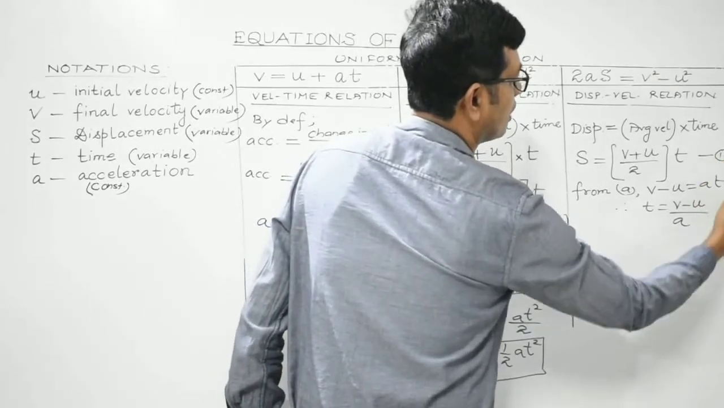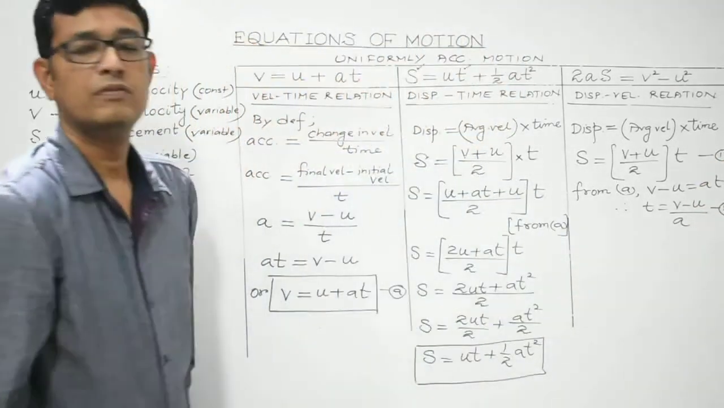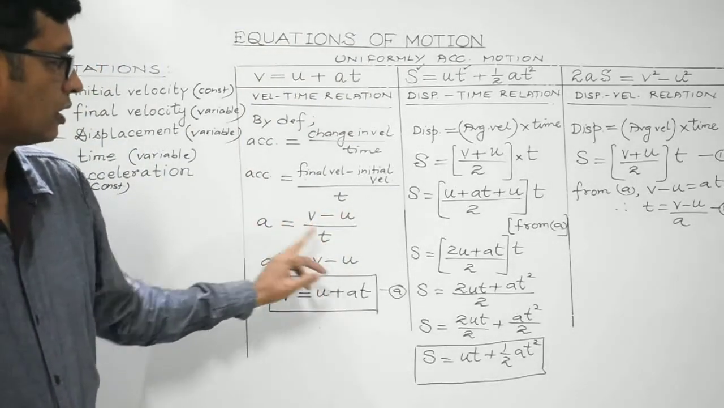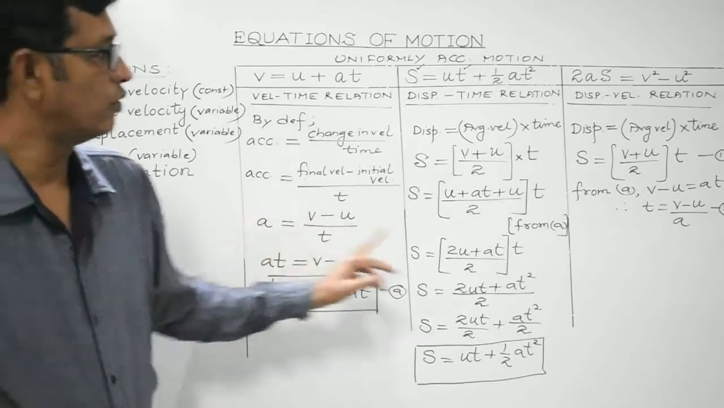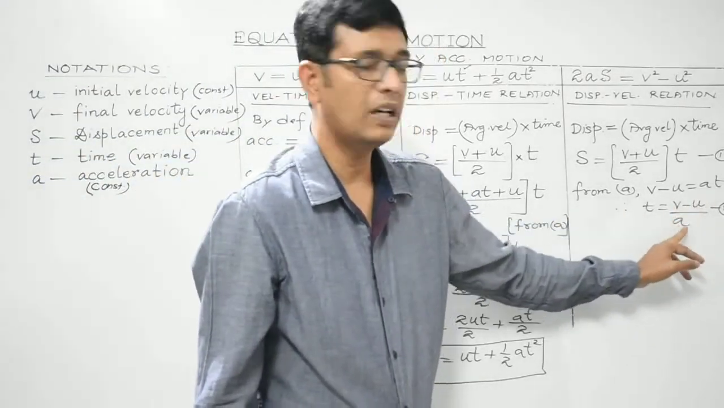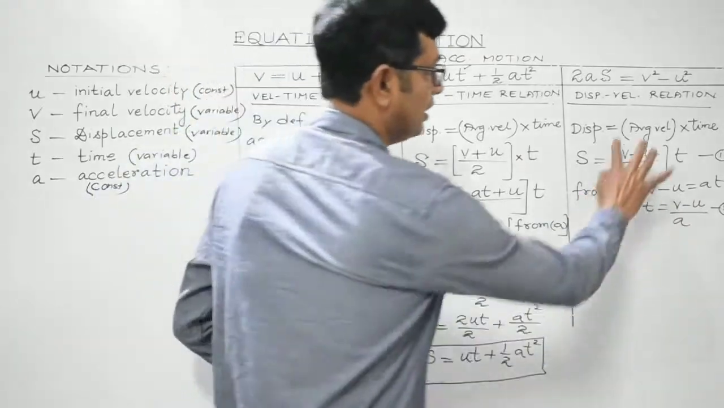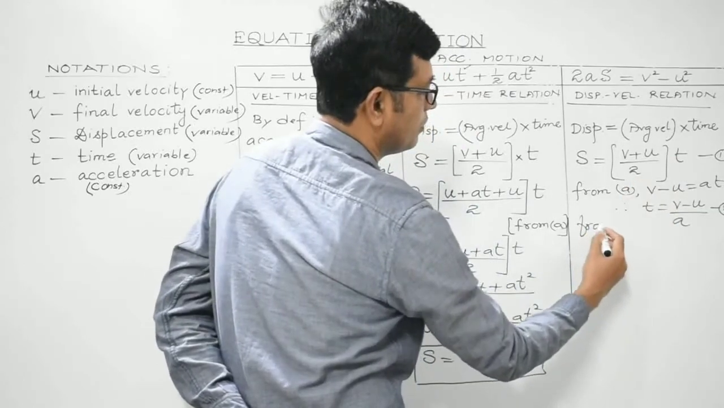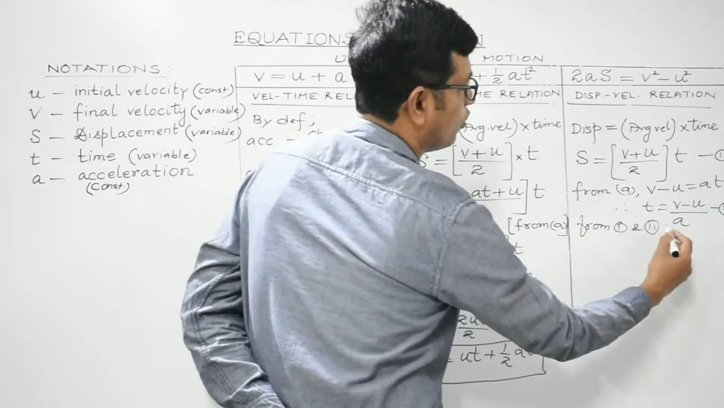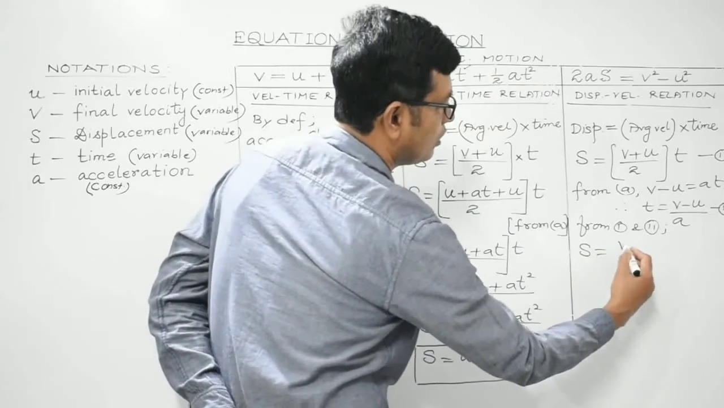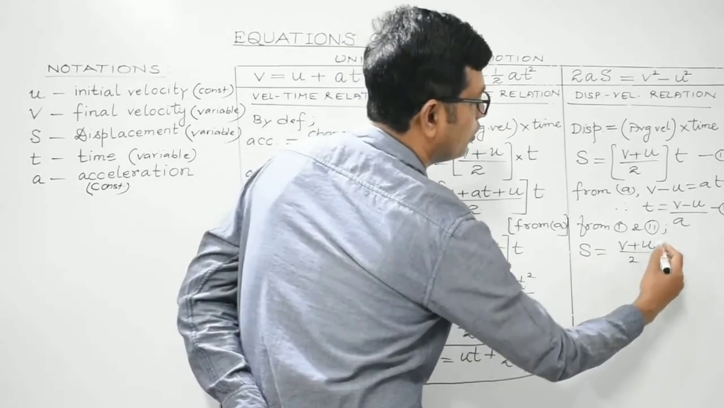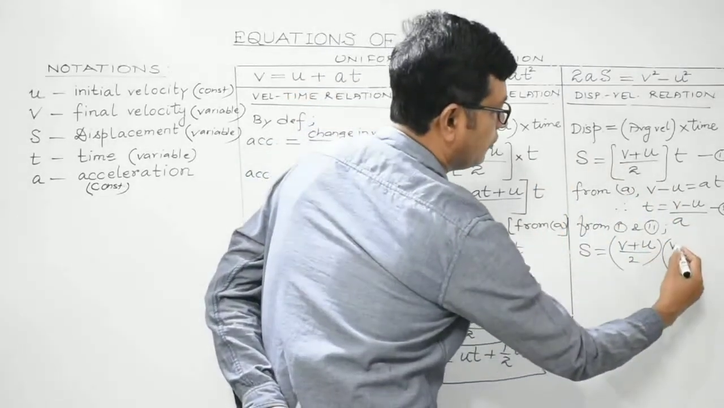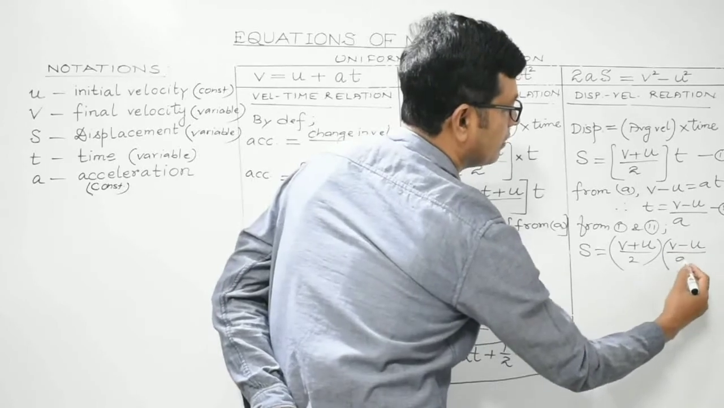Put this as equation 1 and this as equation 2. Look, acceleration is (v minus u) by t. So a and t, these two terms can be interchanged. So t would be equal to (v minus u) divided by a, right? Here we need to eliminate this t. So in place of t, you can substitute this value. So from 1 and 2, what we get is S is equal to (v plus u) by 2, and in place of t, you can write (v minus u) by a.